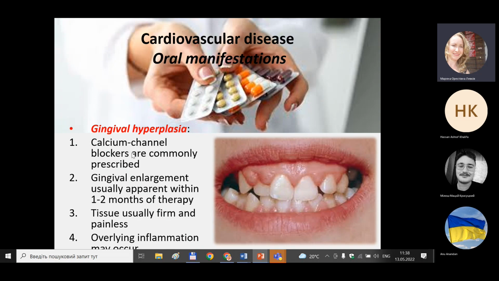Gingival hyperplasia, another symptom. Gingival hyperplasia develops due to intake of certain groups of medicaments, calcium channel blockers for example. Gingival enlargement is usually apparent within 1-2 months of therapy. Tissue is usually firm and painless. Overlying inflammation may occur.